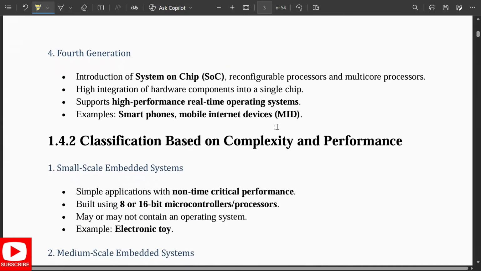Fourth generation here is introduction of the system on chip, that is SoC, recognizable processors, and the multi-core processors. So here it is high integration of the hardware components into a single chip, supports high performance real-time operating system. Example, you can give the smartphones, mobile internet devices.